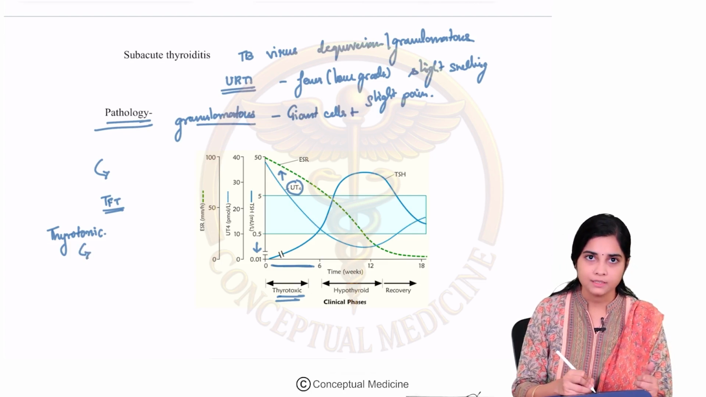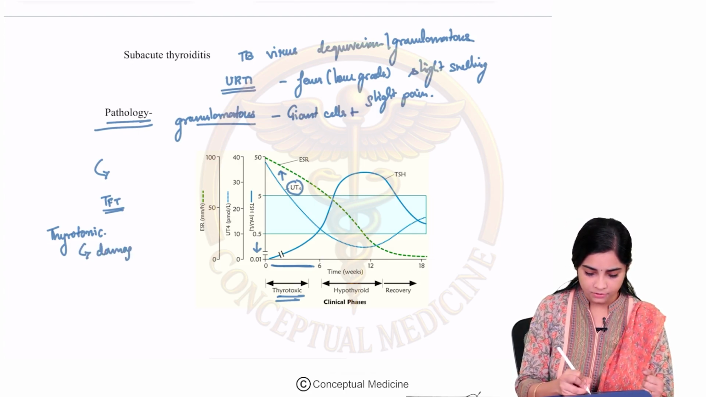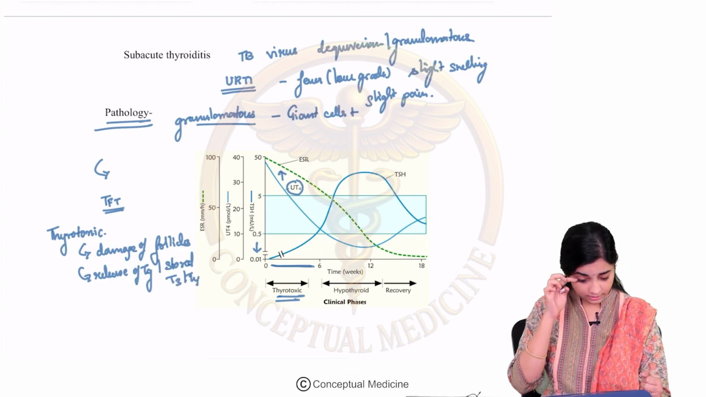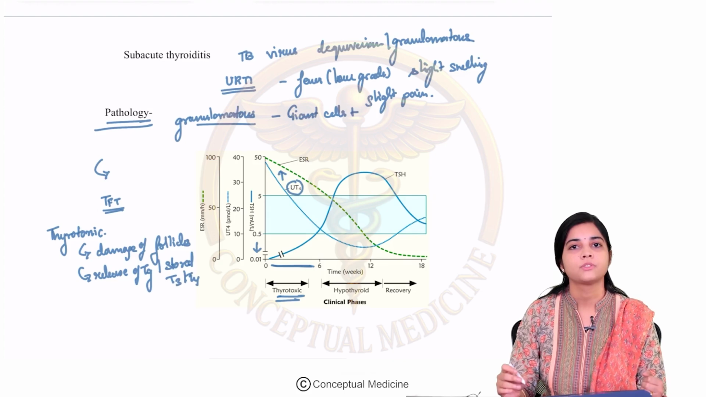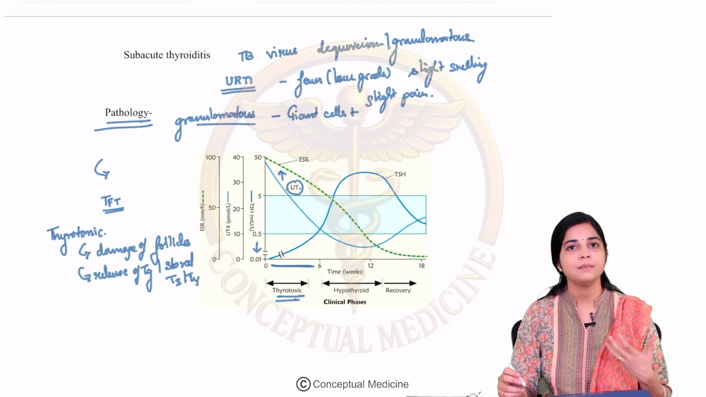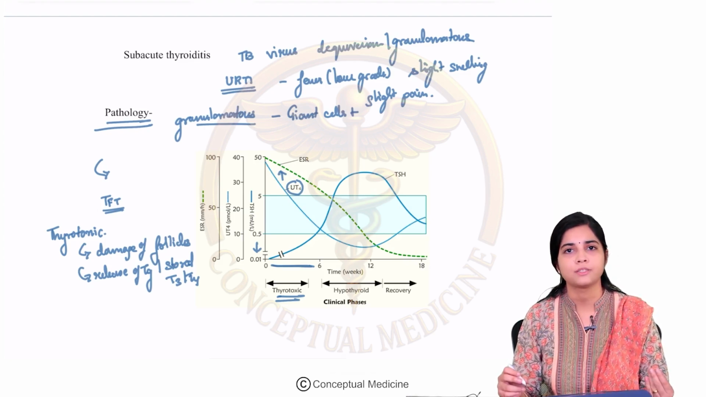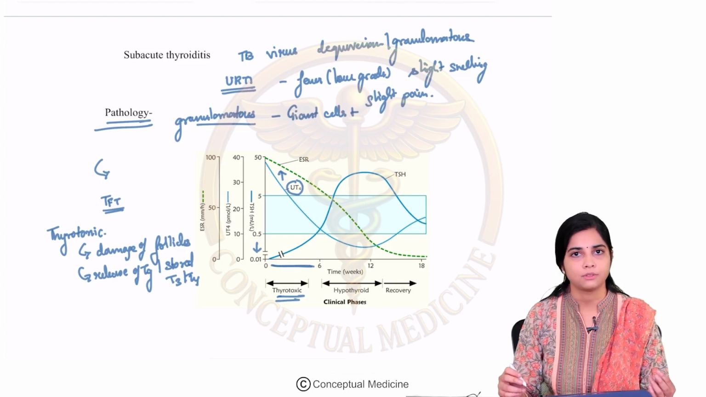This is because the virus or whatever inflammatory impulse we have got causes damage of the thyroid follicles and causes release of the thyroglobulin or the stored T3 and T4. The stored T3 and T4 within the follicles is released, and that is why there is a thyrotoxic phase. Many a times in this phase, they may not be symptomatic. Sometimes if they are symptomatic, they may have palpitations and heat intolerance because of this thyrotoxicosis.